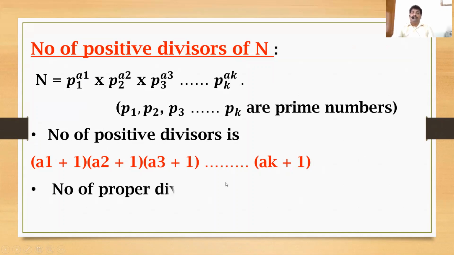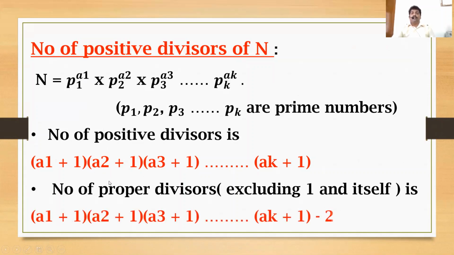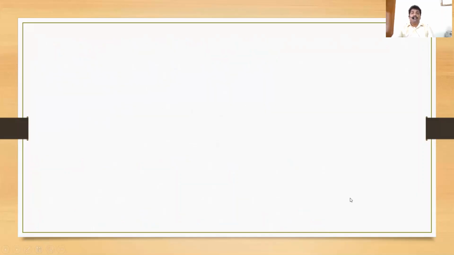Next, number of proper divisors. Proper divisor means excluding 1 and that number. Excluding 1 and that number means our answer is automatically (a1 plus 1) into (a2 plus 1) into (a3 plus 1) and so on, (ak plus 1), minus 2. Why this minus 2? Factors 1 and that number. For every number, 1 and that number are also factors. So excluding these two, minus 2. So number of positive divisors means total you have to write, and proper divisors means you exclude 1 and itself. We'll see one example for this using this formula.